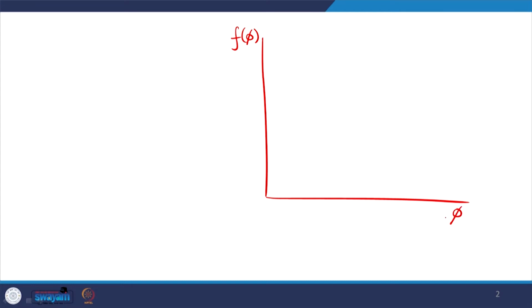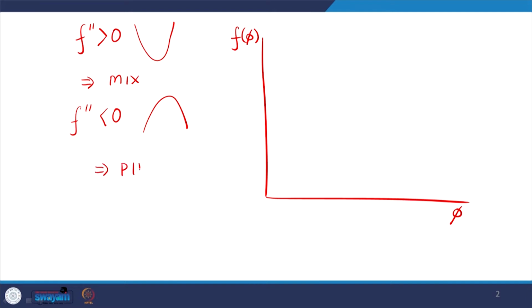So what we had started with is that I have to look at the functional form of f of phi. If f double prime is more than 0, that is, my function looks like that, or it is upward concave, in that case we will have mixing. On the other hand, if f double prime is less than 0, or the function looks like that, then in that case we will have a phase separation.